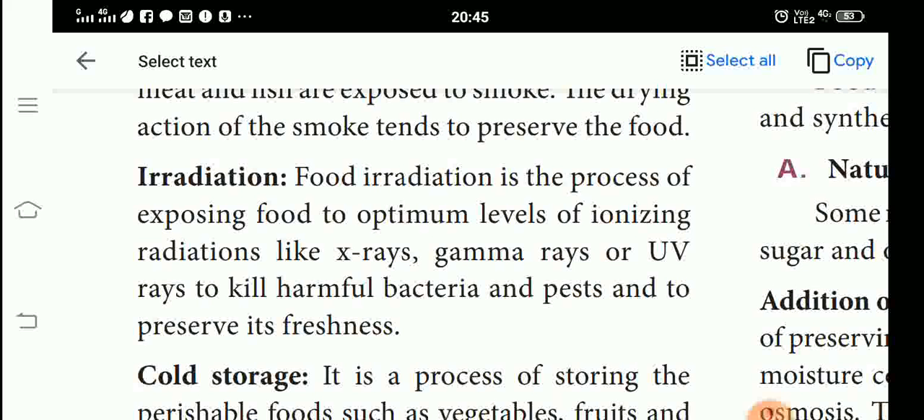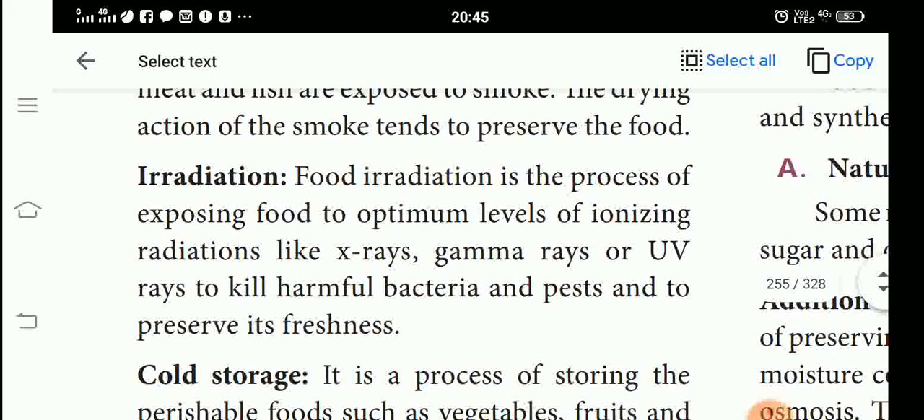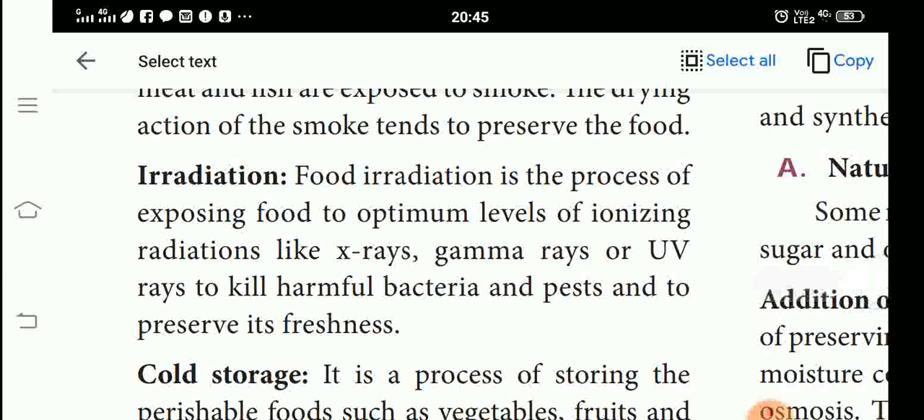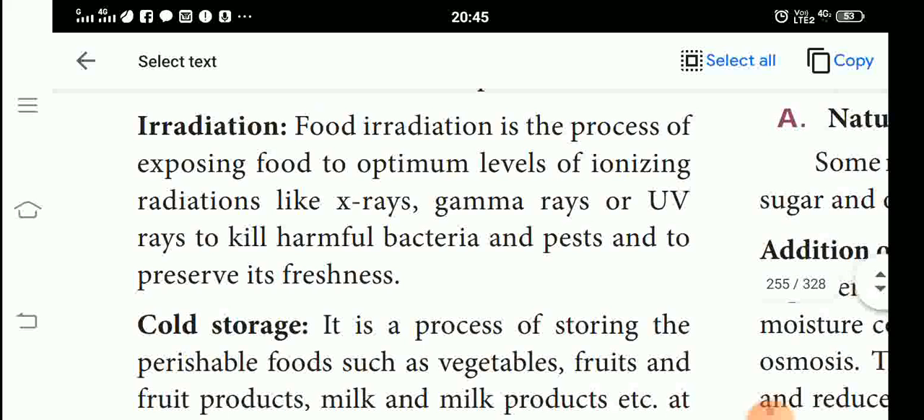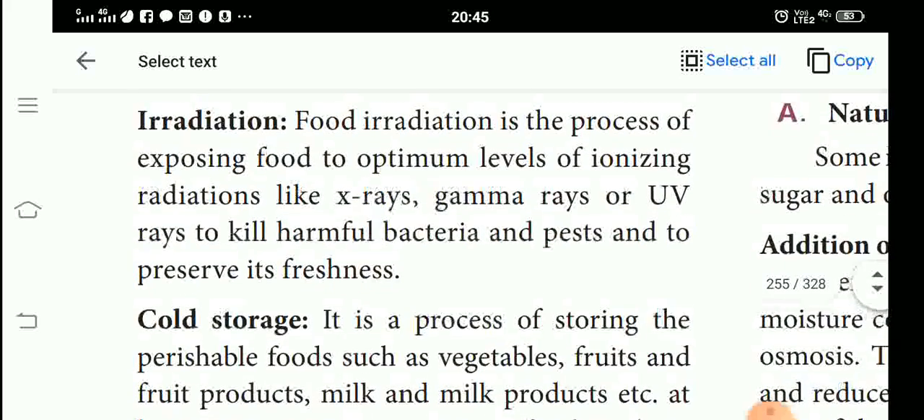We are passing the food through UV rays, gamma rays or X-rays. These rays kill the harmful bacteria present on the surface of the food and avoid the infection and spoilage of the food. So it will preserve its freshness. With the help of this irradiation, the food will look like fresh food and it is easily preserved. This is the third one.